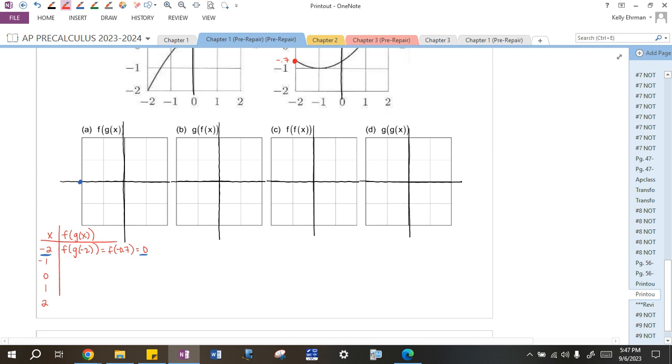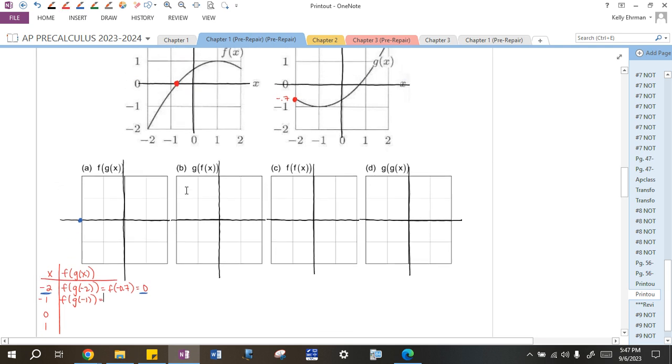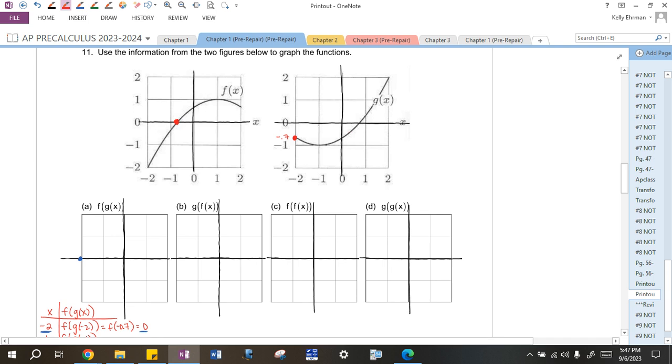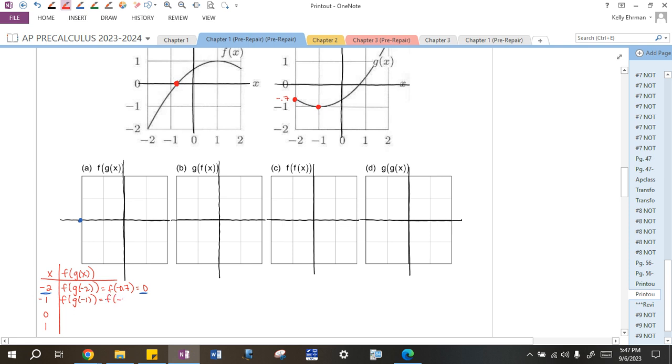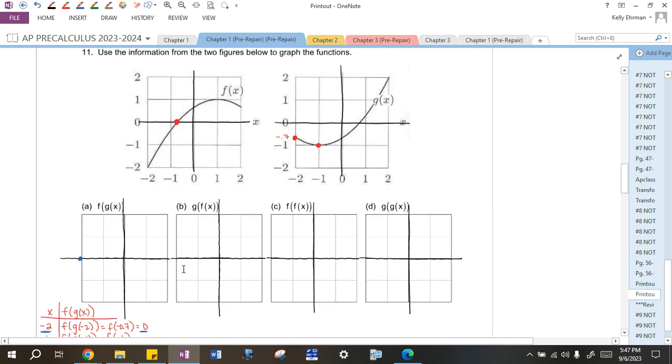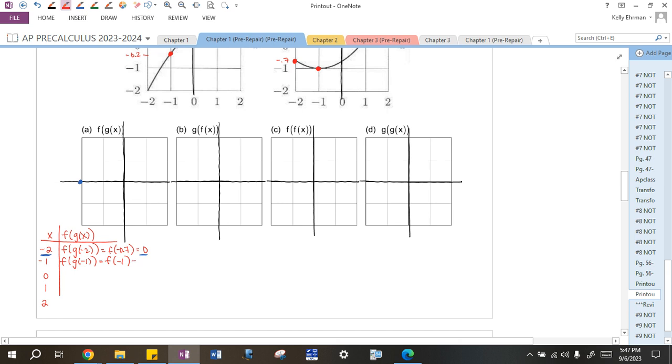Okay, repeat that for -1. f of g of -1. What's g of -1? So here's -1 on the x-axis. We hit, it looks like that's -1. So now we're doing f of -1. Go to -1 on f's graph. And where are we now? When x is -1, the graph is, I'll call that -0.2. So this point, -1, -0.2, will be about here.